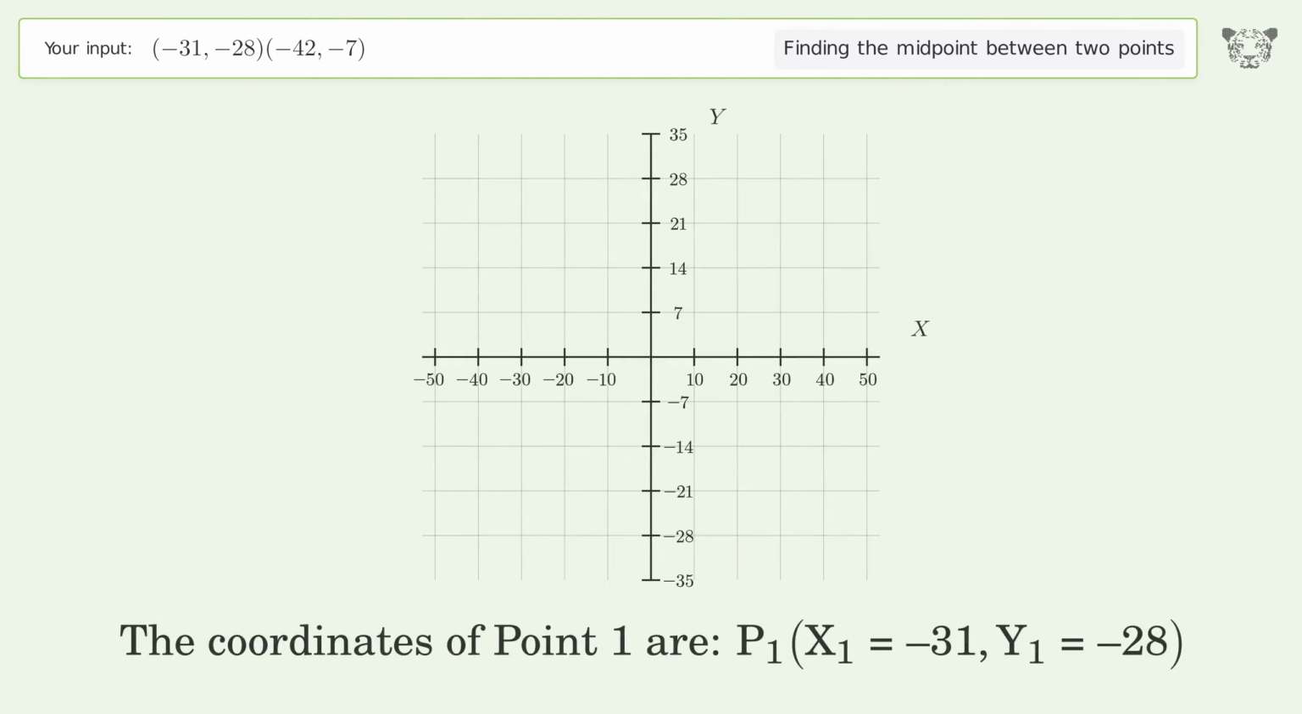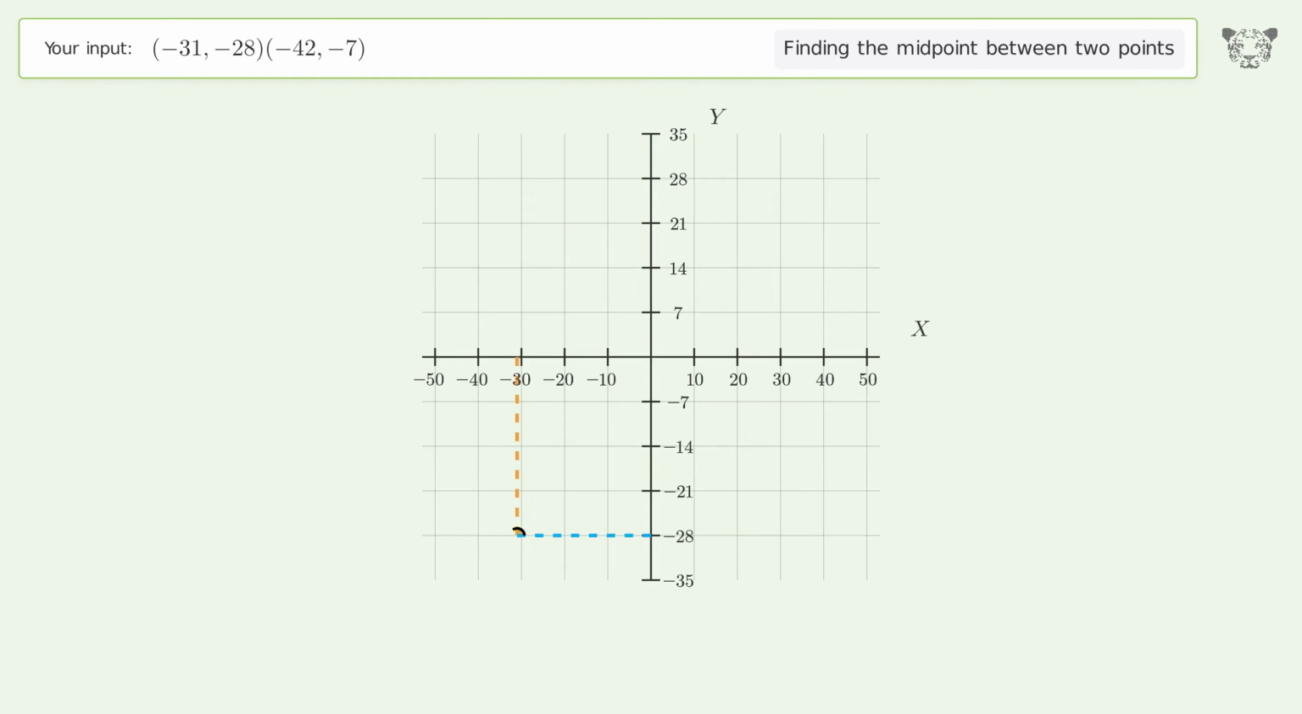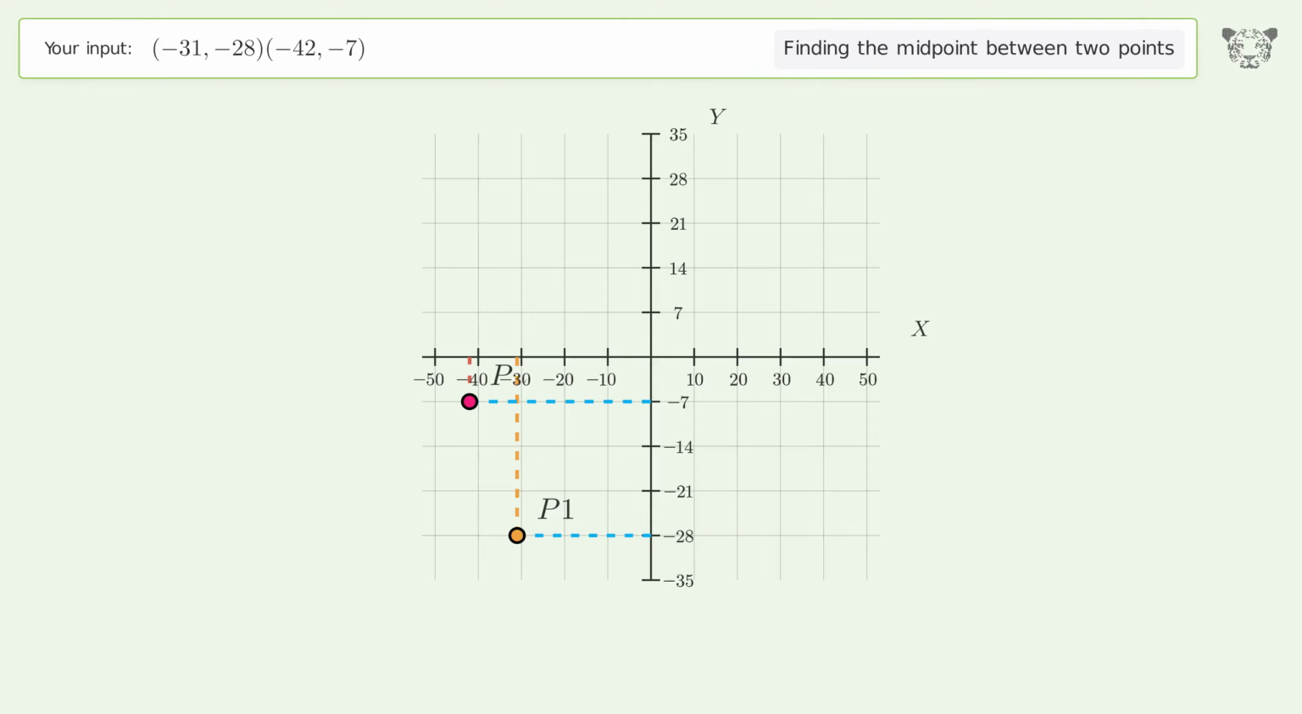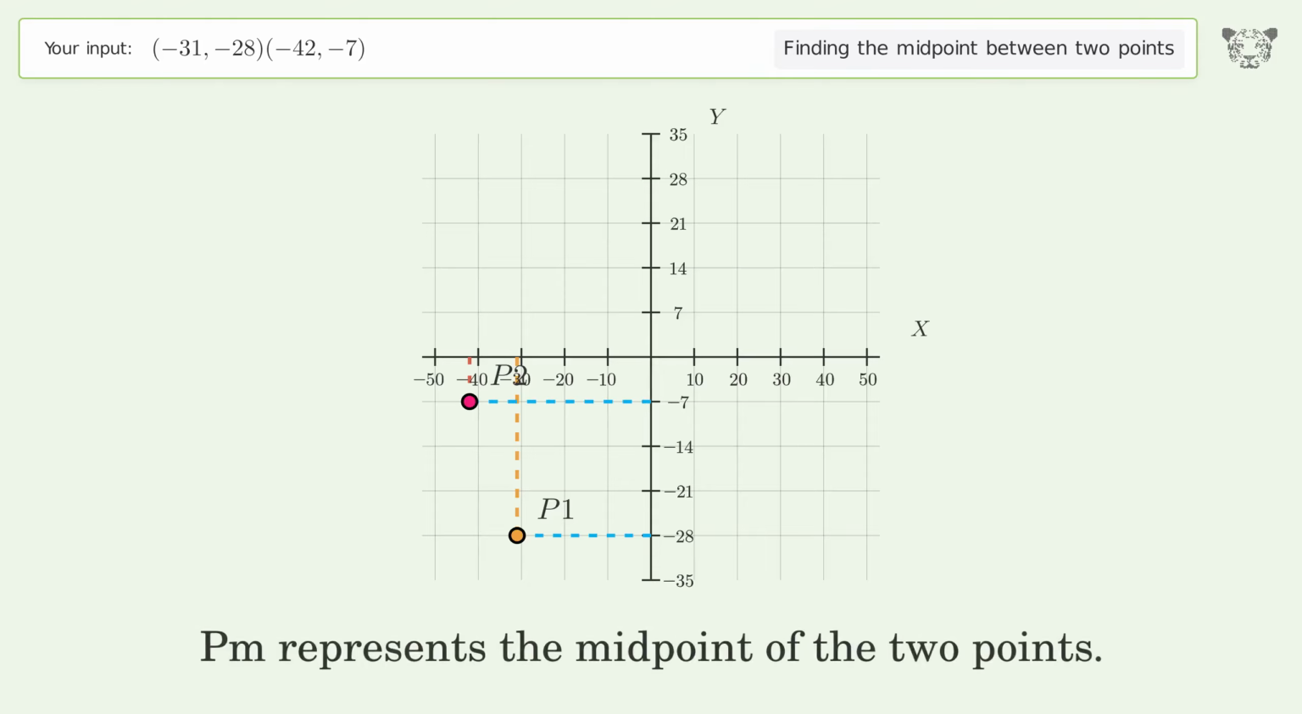The coordinates of point 1 are, x1 equals -31, y1 equals -28. The coordinates of point 2 are, x2 equals -42, y2 equals -7. PM represents the midpoint of the 2 points.